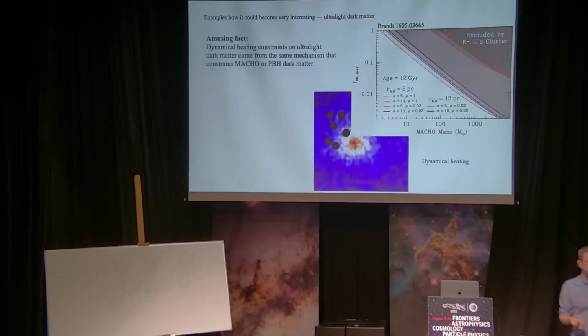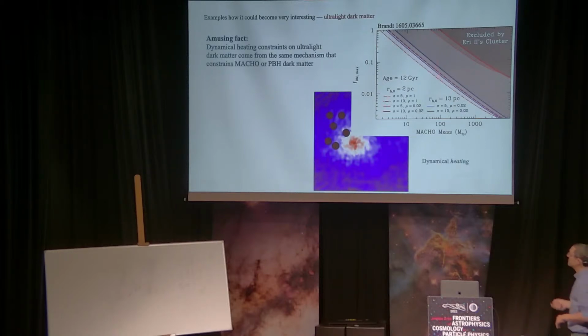Here is an amusing fact. The exact same physics has been used to put constraints on MACHO or primordial black hole dark matter. That's a paper by Timothy Brandt, who was also at IAS at the time, where he puts a constraint on the mass of primordial black holes or MACHOs, and the y-axis is the relative abundance, the fractional contribution to dark matter, from star clusters in dwarf galaxies.